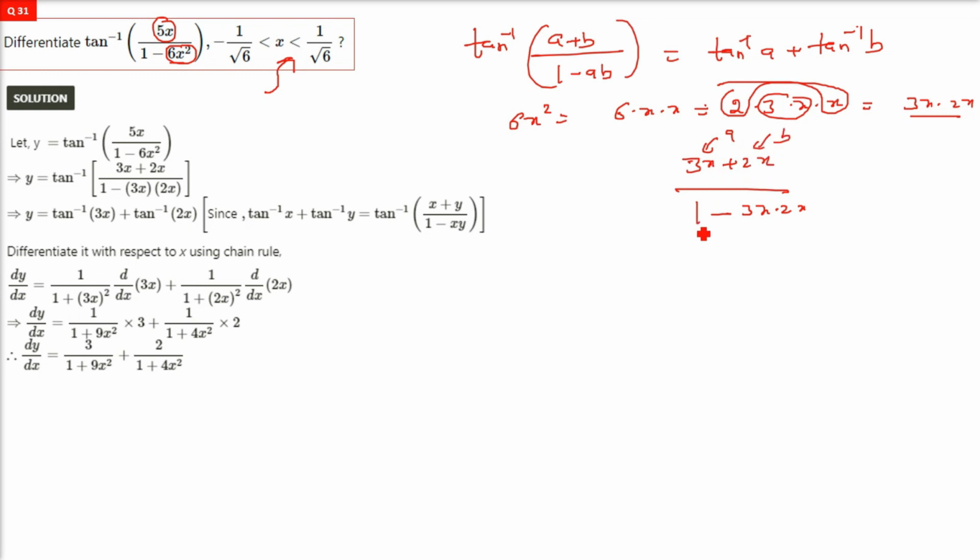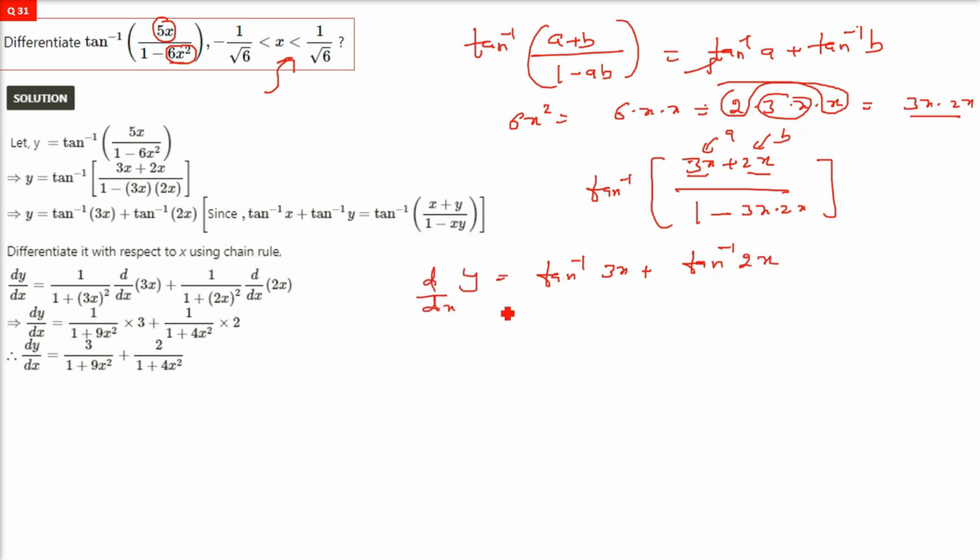So a plus b divided by 1 minus a into b will be equal to tan inverse a plus tan inverse b. a is 3x here and b is 2x here. That is why I told you the equality earlier, so that we directly put tan inverse 3x plus tan inverse 2x here. Okay, so this is why.